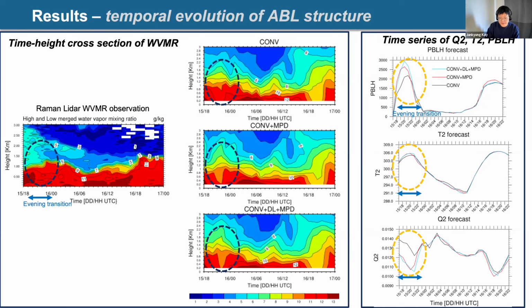So this preliminary result shows that the PBL structure of the evening transition is very sensitive to the ABL observations, and the effect of our ABL profile DA lasted about 6 hours. By further analyzing this result, we intend to diagnose and improve the model error related to the PBL scheme through data assimilation.